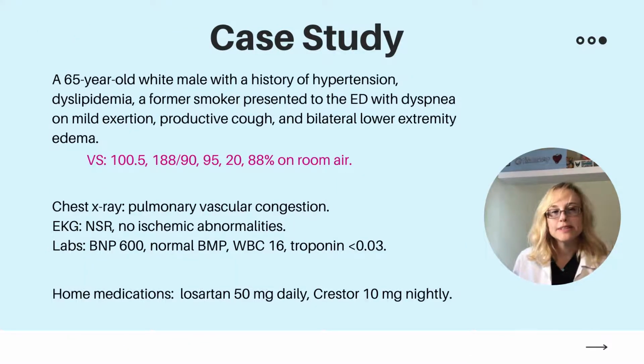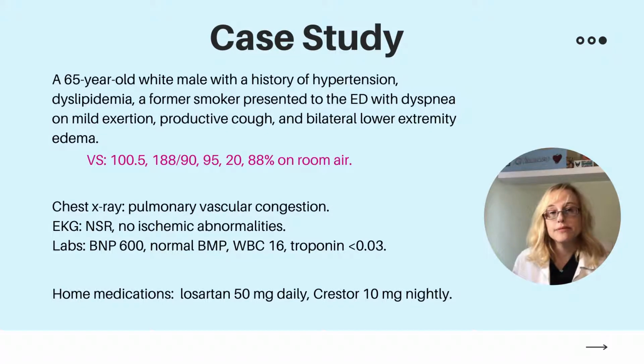So now let me present to you a simple case of heart failure. This is a 65-year-old white male with a history of hypertension and dyslipidemia. He's a former smoker, and he presented to the emergency department with dyspnea on mild exertion, productive cough, and bilateral lower extremity edema. His vital signs are as listed. Notably, he has a low-grade temperature and very high blood pressure and only an 88% oxygen saturation on room air.